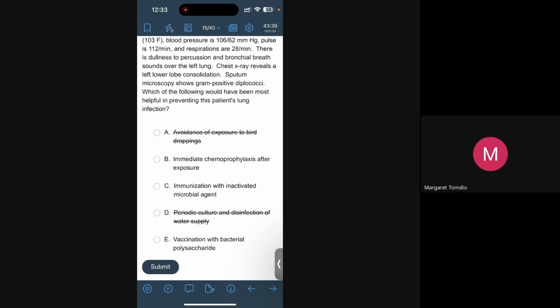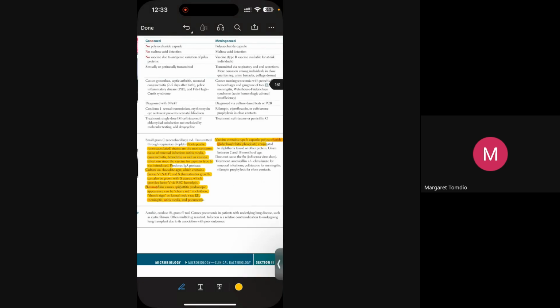Option C will be the right answer for influenza. Yes, influenza. What will be the answer in this question? I think this should be E. Yes, the right answer is vaccination, a bacterial polysaccharide vaccine.